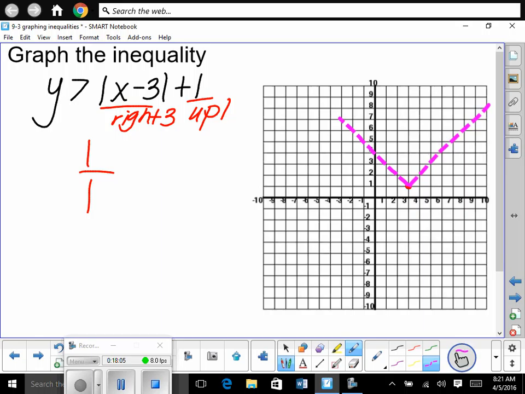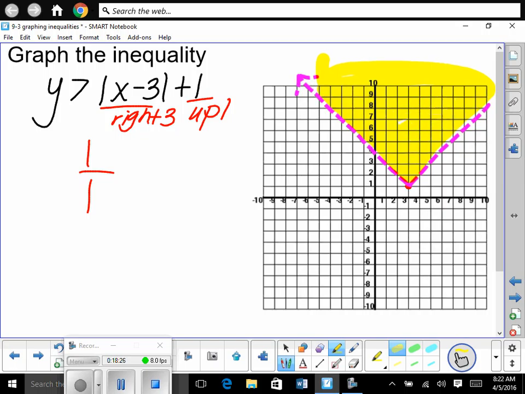I'm just eyeballing it here. Okay, so we've drawn in our sharp V. Now we're shading for y values greater than the absolute value function. Aren't these the y values that are larger than the absolute value function? Okay, awesome. Does everybody see what we're doing here?